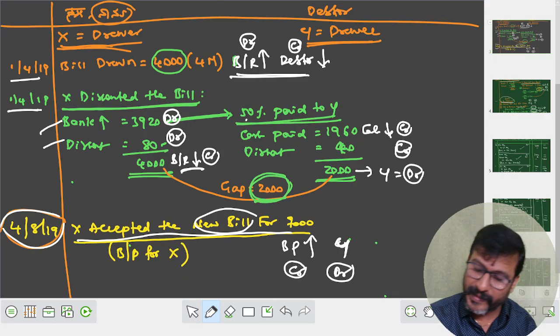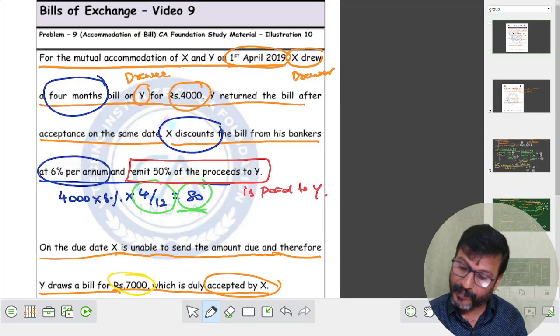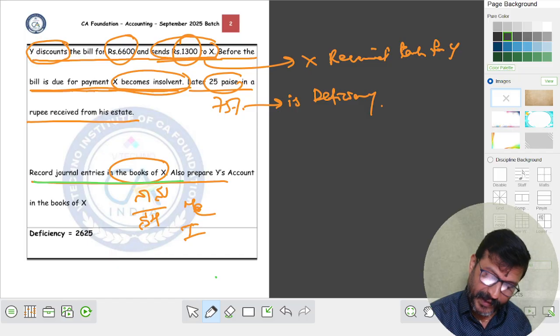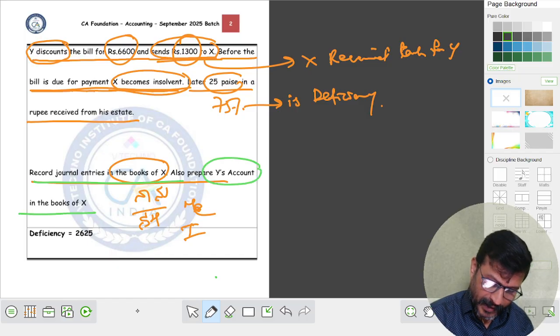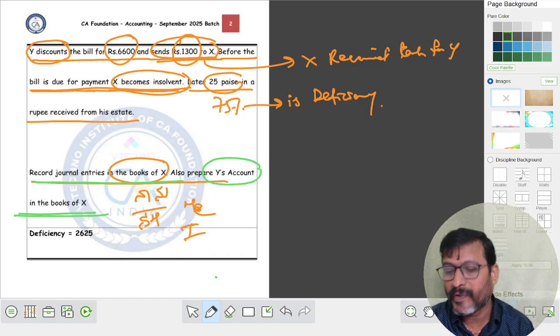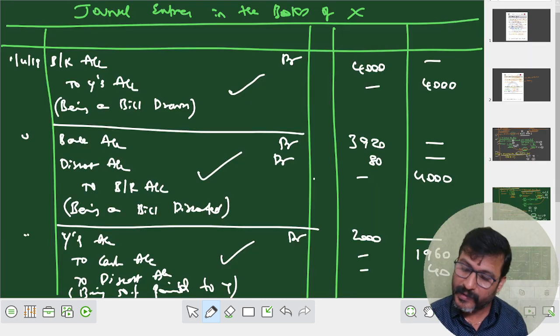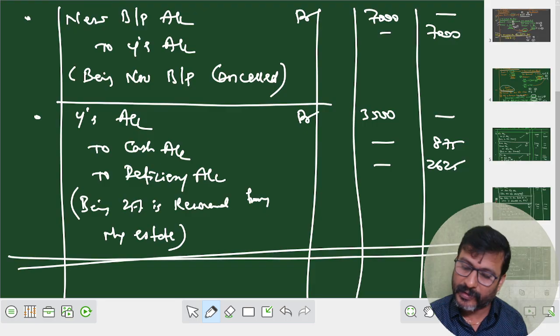See still what he is asking us to prepare. What he is asking us to calculate. See what we have calculated. Pass journal entries. Also prepare Y's account in the books of X. Which account we have to prepare? We have to prepare Y's account, right? So let us prepare Y's account.